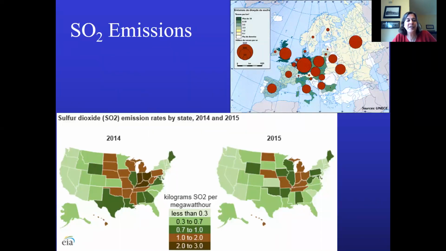And you can see here just a map. You can also see again how just over time we have sulfur dioxide emissions by state. This is just 2 years, 2014 and 2015, and you can actually see that we've come down a bit. And again, most of that is because we are phasing out coal.